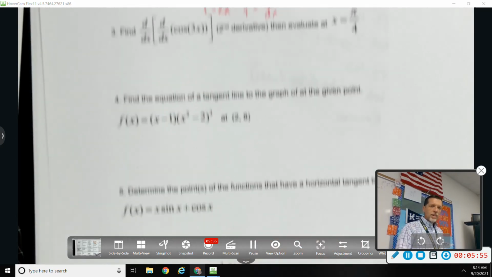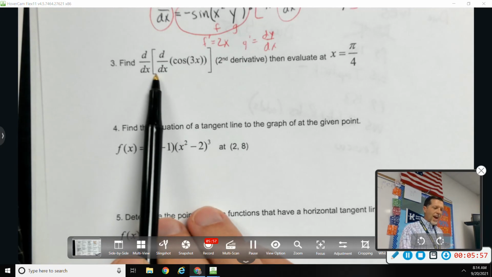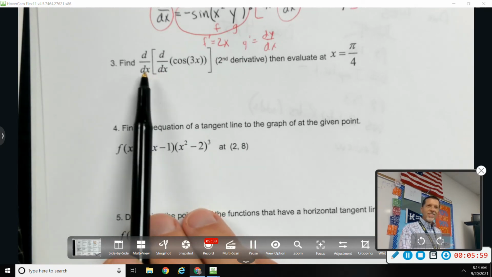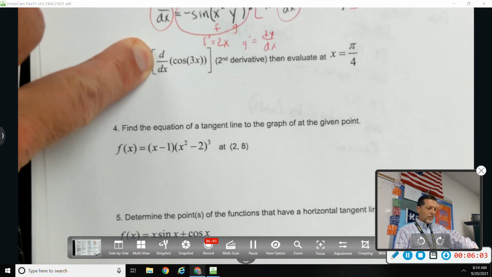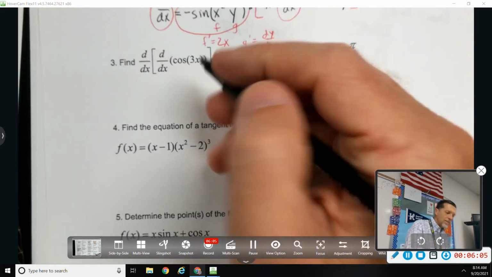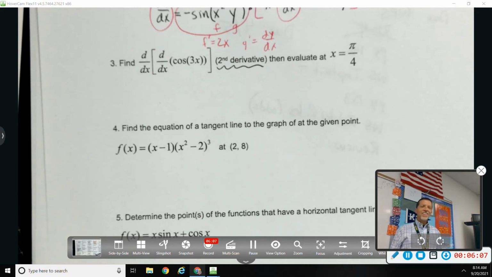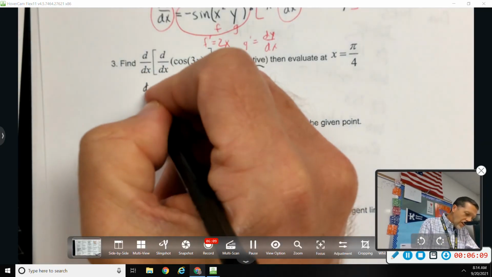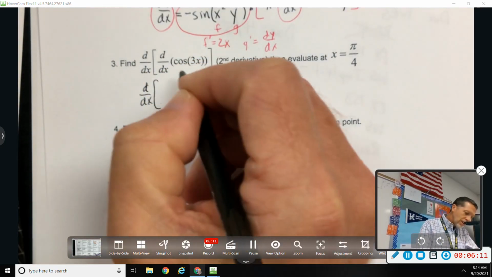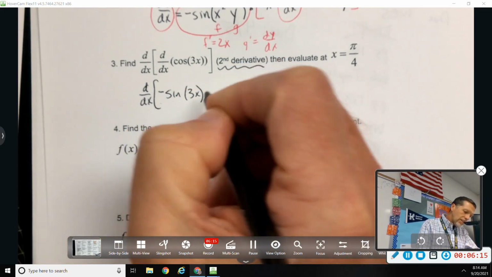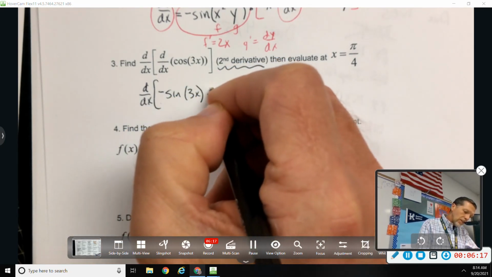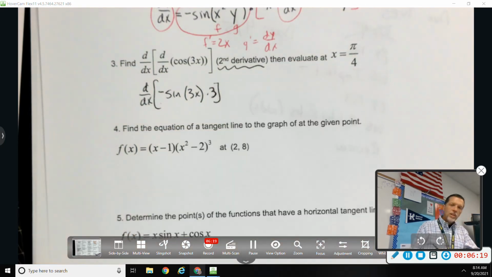Find, I guess we first have to understand what they're asking. Do you know what this means? A second derivative. So the idea is find the first derivative and then do that again. Oh, it also helps that it just says it right there. Find the second derivative. So the first derivative of cosine is negative sine of 3x times 3. Don't forget the chain rule.